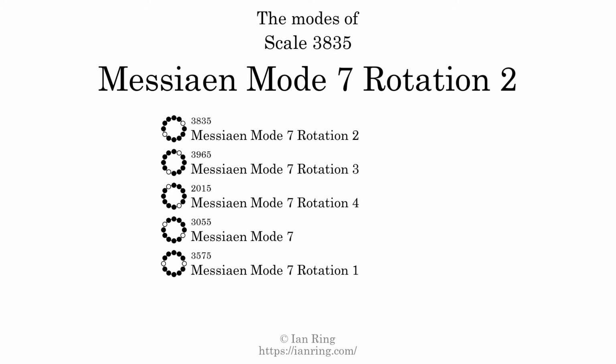The fifth and last mode is scale 3575, also known as Messiaen Mode 7 Rotation 1. It sounds like this.